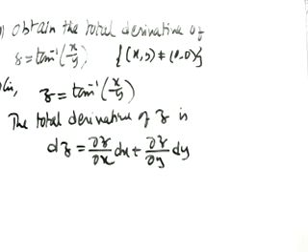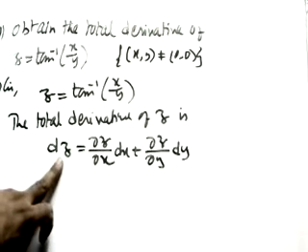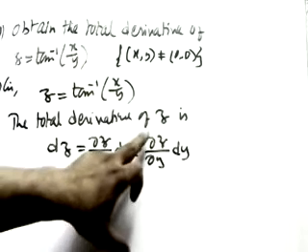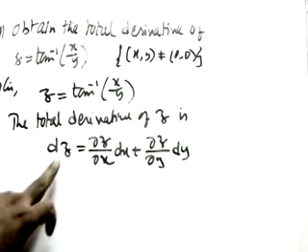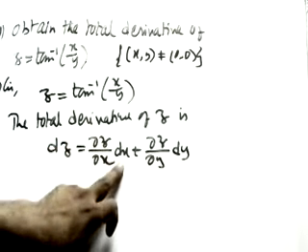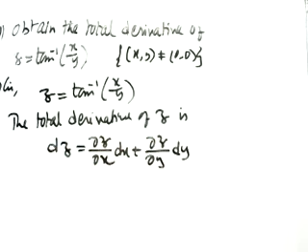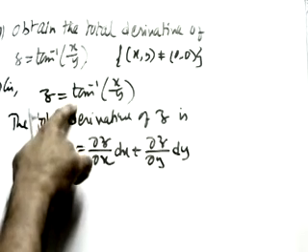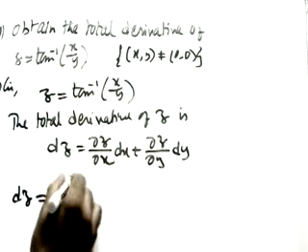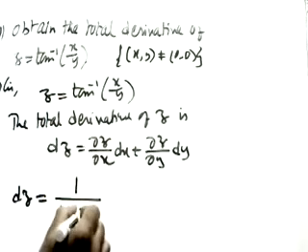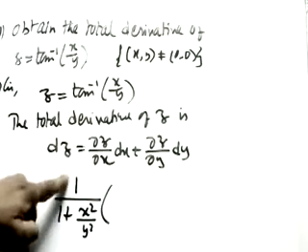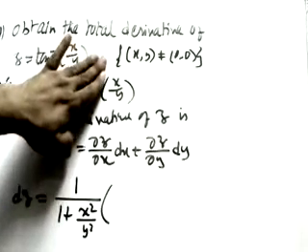Now see the next question. Obtain the total derivative of z equals tan inverse (x by y). The total derivative of z is written as dz. Its formula is dz equals ∂z/∂x into dx plus ∂z/∂y into dy. Now ∂z/∂x means differentiation of z with respect to x. So d/dx of tan inverse x is 1 by 1 plus x square, which here is 1 by 1 plus x²/y².